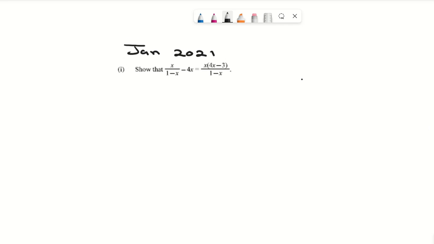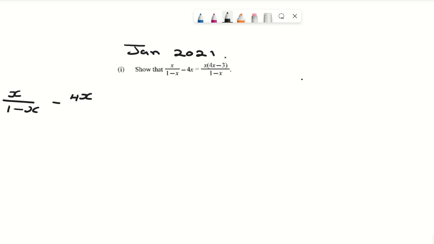So today we will be doing a number 2 question. This is from January 2021. If they ask you, show that x over 1 minus x minus 4x is equal to this, they gave you the answer, they're asking you to show the working. So we are going to use x over 1 minus x minus 4x.